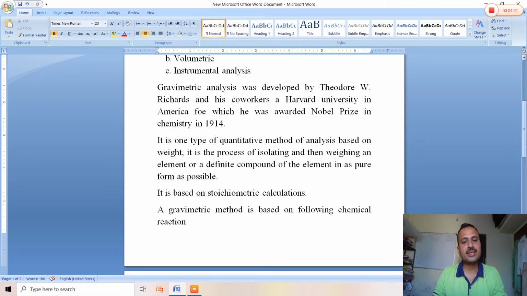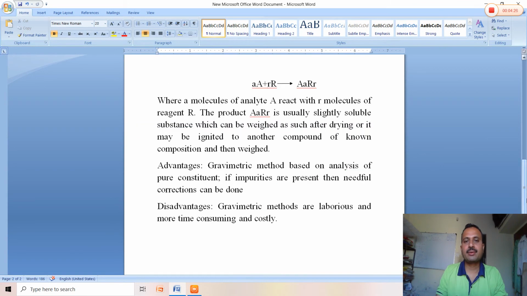A gravimetric method is based on the following chemical reaction: aA plus rR gives AaRr. Here a is the number of molecules of analyte A, and small r is the number of molecules of reagent R. So a molecules of analyte A react with r molecules of reagent R. The product AaRr is obtained, which is a slightly soluble substance, which can be weighed as such after drying, or it may be ignited to another compound of known composition and then weighed.